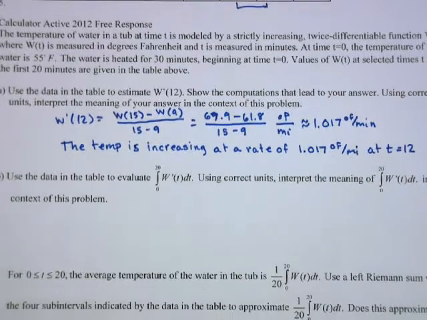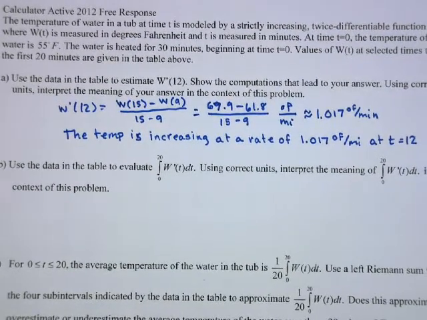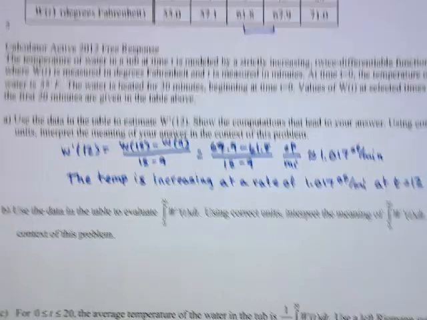Okay, now we're going to use the data in the table to evaluate the integral from 0 to 20 of w prime of t. Using correct units, interpret the meaning of the integral of w prime in the context of this problem. We don't have the derivative, we have the function.